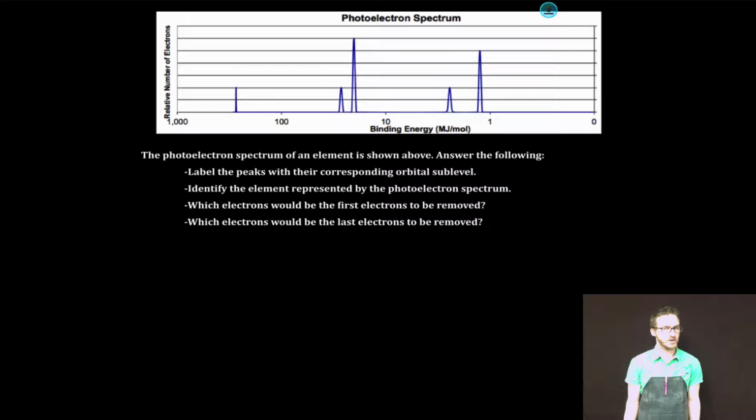The photoelectron spectrum of an element is shown above. Answer the following. Label the peaks with their corresponding orbital sublevel. Alright, when I do this, realize that the height of the peak represents the relative number of electrons, and the position of the peak represents the relative amount of energy required to remove those electrons.